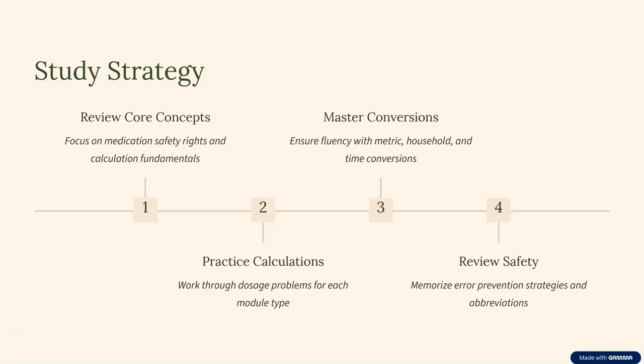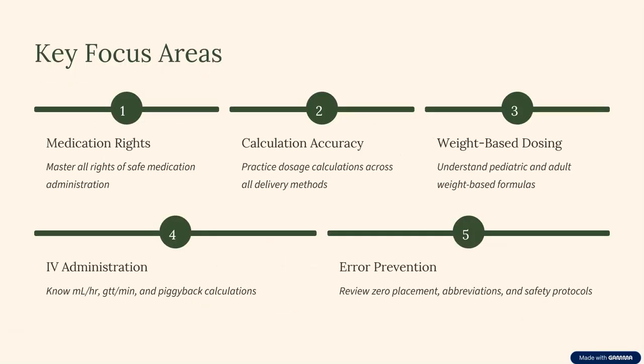So much of what we do is with conversions, and if you do them wrong, then the rest of the problem becomes wrong. Especially be comfortable with those metric conversions. Remember, you've got that power of 1,000, or 3 decimal places, between kilograms and grams, grams and milligrams, and micrograms. Make sure you review safety concerns. And remember your key focus areas: medication rights, calculation accuracy, weight-based dosing, IV administration, and error prevention. All of these are important focus areas, and we've covered them throughout the content of the course.